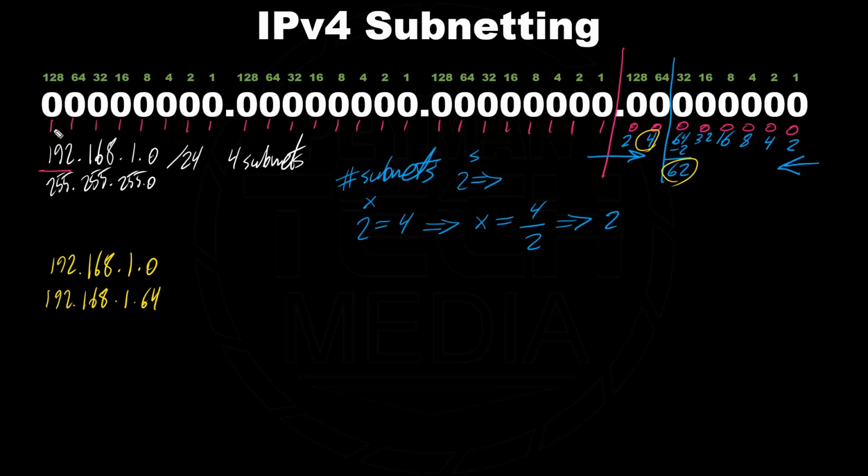Well, we have to take a look and see the last bit that is turned on. We borrowed how many bits? 2 bits, right? So let's erase this 2 and let's turn on these 2. So the last bit we borrowed, the decimal value is 64. This is our network increment or block ID. So 1.0, 1.64 on the last octet, because the cut line is on the last octet.